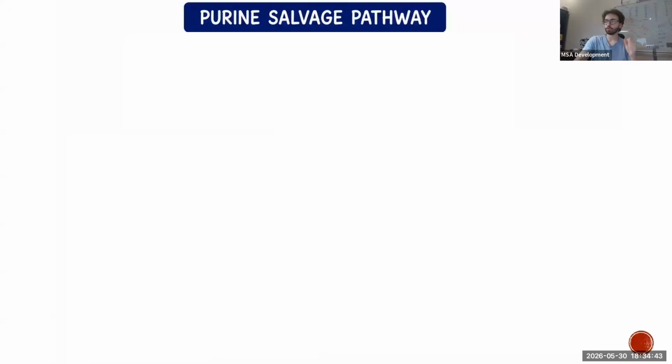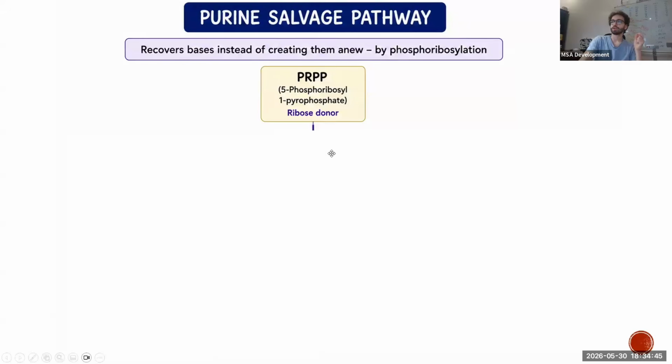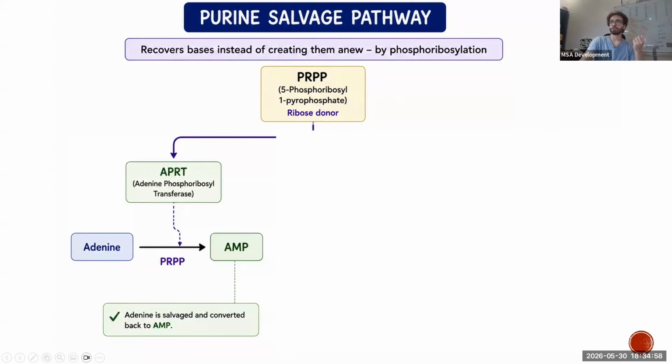Okay, the purine salvage pathway basically means that we are recovering the bases instead of creating them again. How? By phosphoribosylation. Of course the sugar is always going to be the PRPP. To recover the bases, what do we do? We take adenine and we convert it back to AMP through the help of PRPP. This is done by an enzyme called adenine phosphoribosyl transferase, APRT.